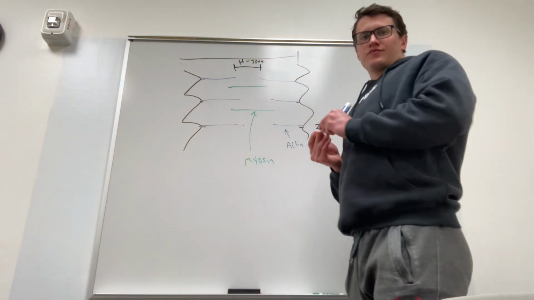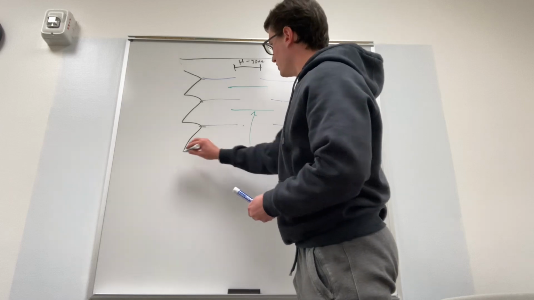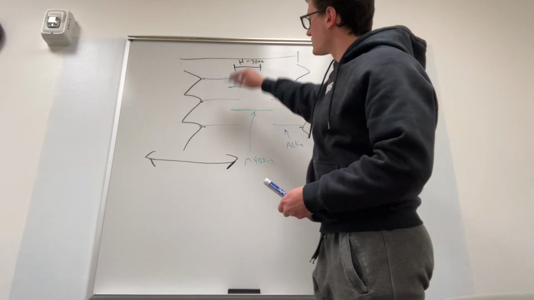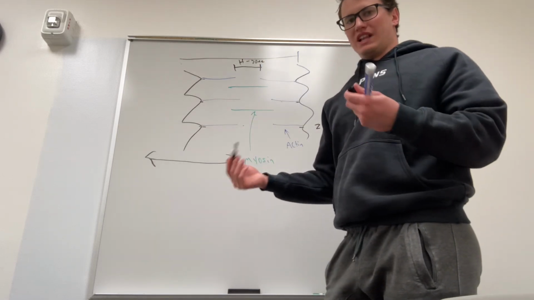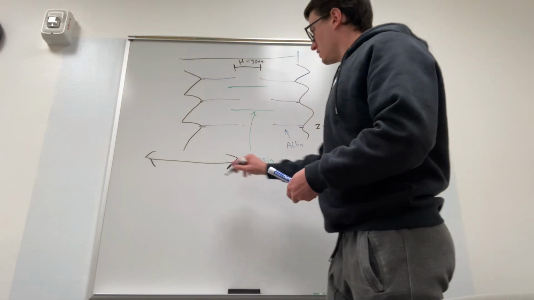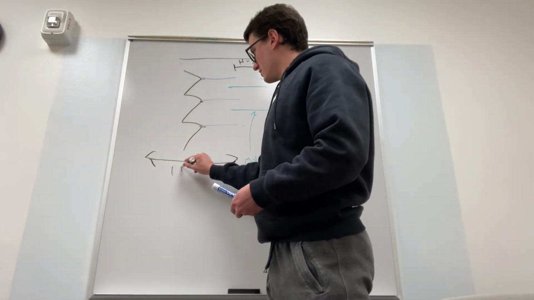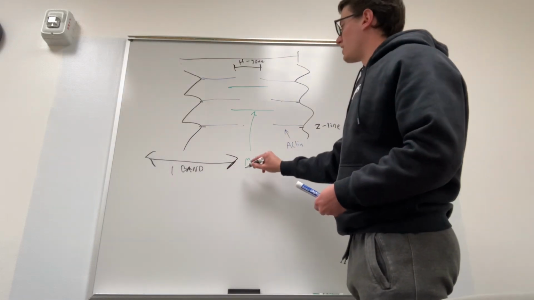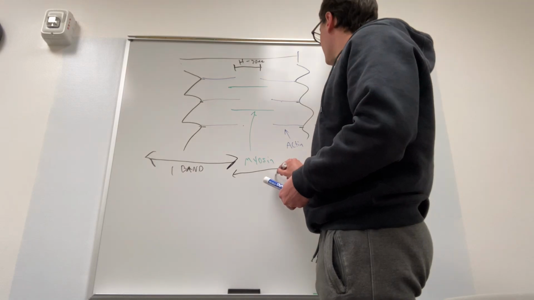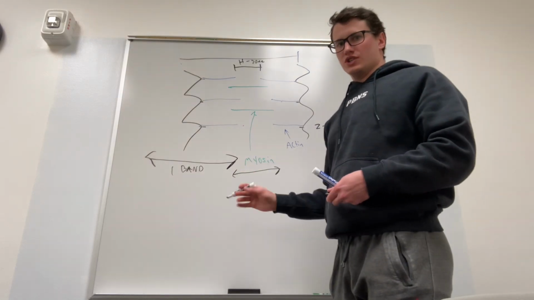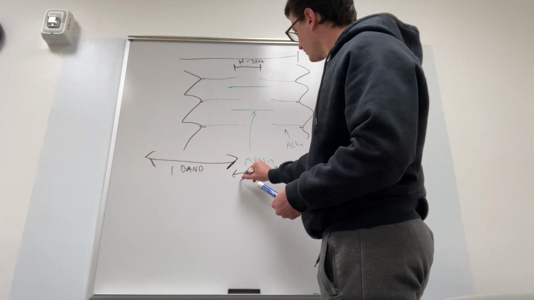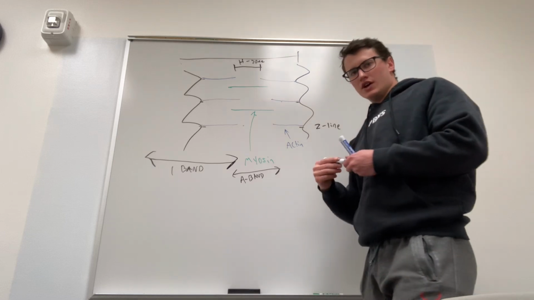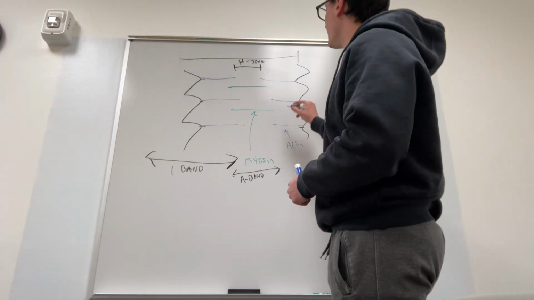And then we have I bands, which would be all of this space, any space that appears light in the sarcomere will be our I band. Then we have our A bands, which are darker regions. And that is our sarcomere.